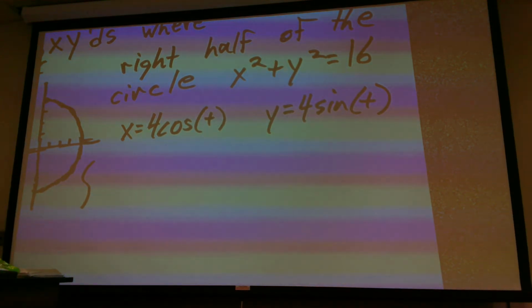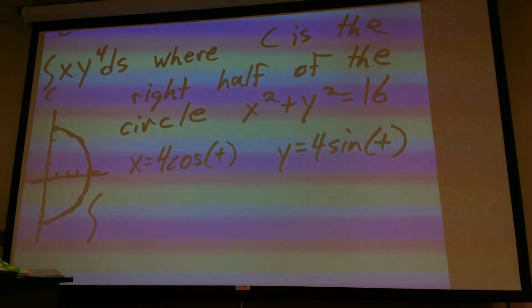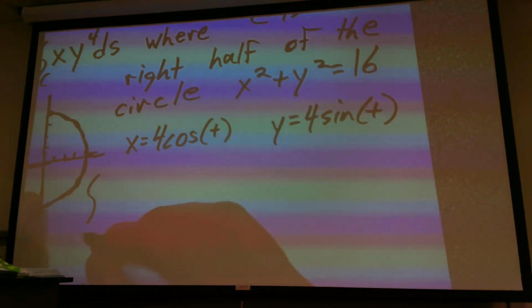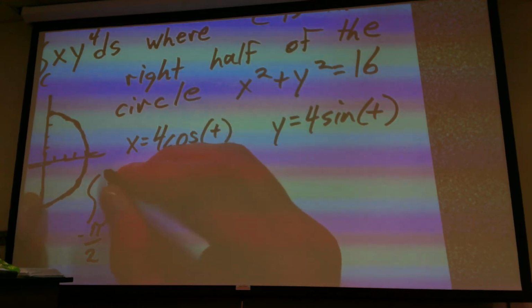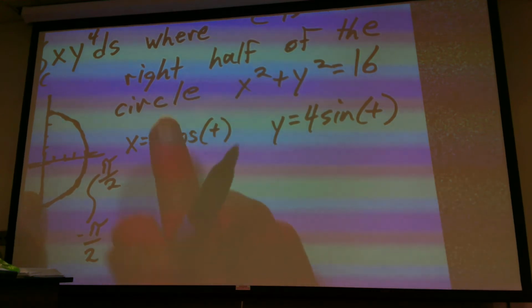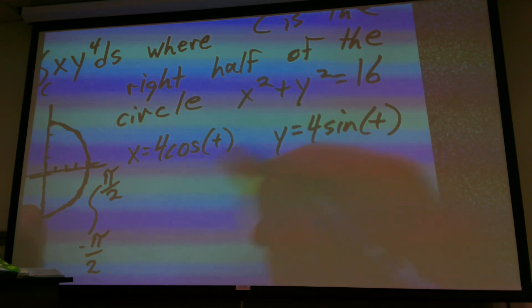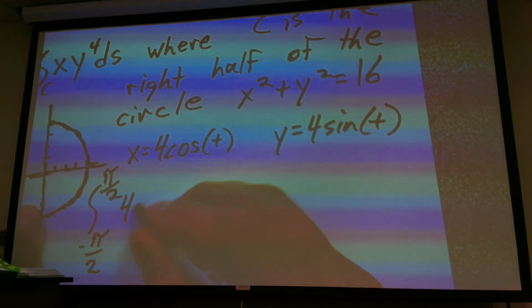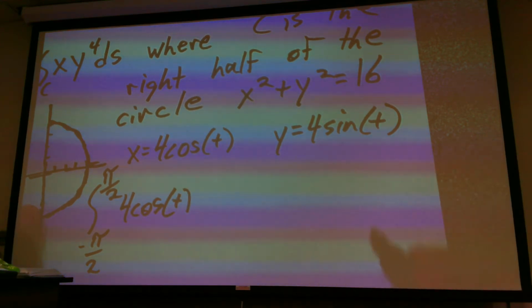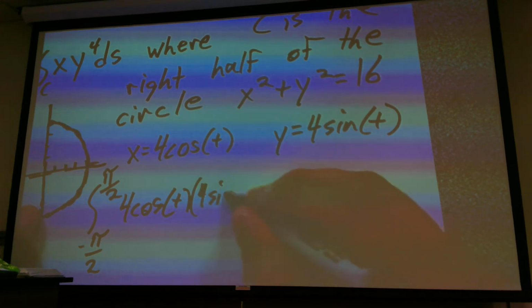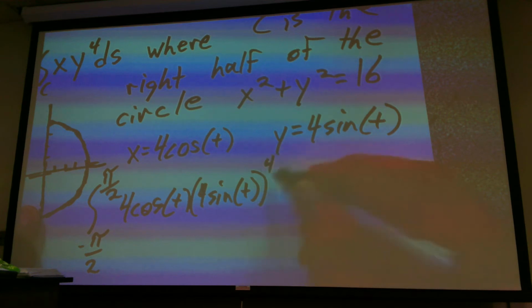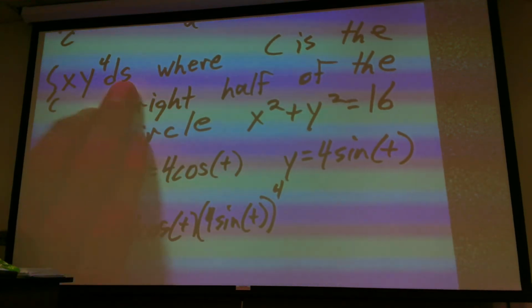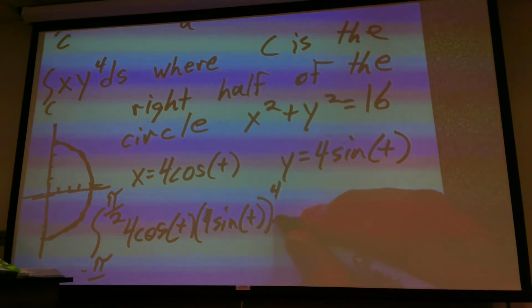Now we need to think about how t is changing. If we think about the angles that we're dealing with, this is going to rotate from negative pi over 2 all the way to pi over 2. That encapsulates the full half of that circle. So that's going to go from negative pi over 2 to pi over 2. And we're dealing with x y to the fourth, so we're going to have a 4 cosine of t, that's my x. And then I'm going to have a 4 sine of t, which has to be raised to the fourth power, because that's the function that's defined right there. And then the square root.